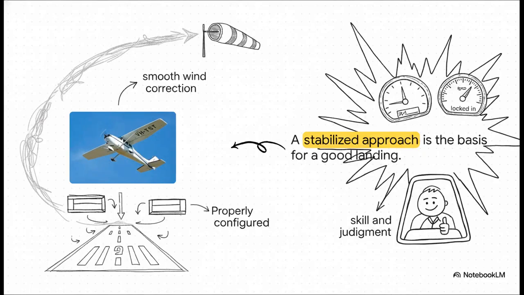When you put the whole shebang together, when you have a stabilized approach path perfectly on the center line, your wind drift is smoothly corrected, your aircraft is properly configured, and your airspeed is precisely locked in, that is when the magic happens. A stabilized approach directly leads to a consistently great landing. It's the most rewarding experience in the cockpit and the truest measure of a pilot's skill and judgment.